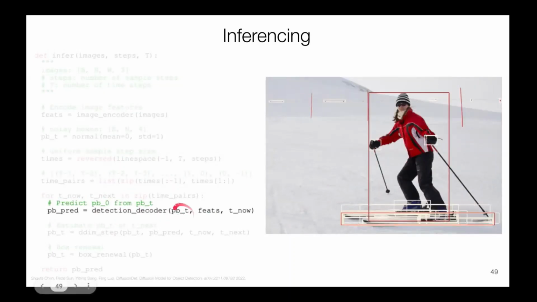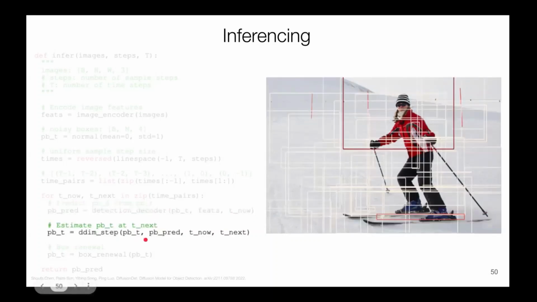Now for time now and time next in the time pairs, we're going to use the detection decoder to make predictions. It gets the noisy boxes, the extracted features, and the current time, and it's going to make predictions. And then once it makes those predictions, we're going to use the DDIM to get the next noisy boxes at the next time step. So the DDIM is a denoising diffusion implicit model.